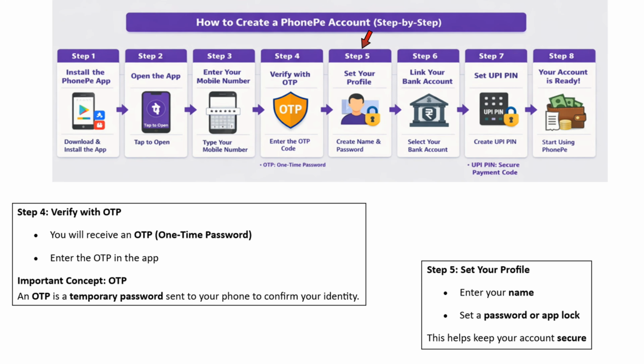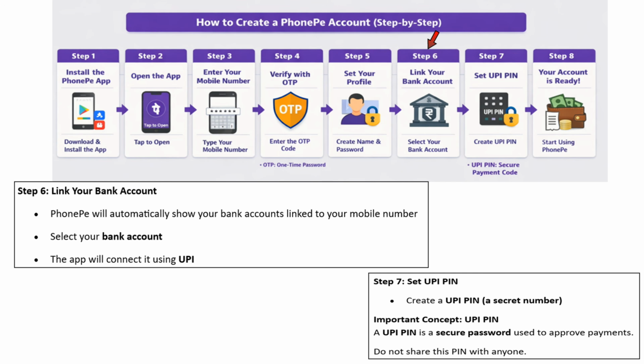Step 5. Set your profile. Enter your name and set a password or app lock. This helps to keep your account secure. Step 6. Link your bank account. PhonePe will automatically show your bank accounts which are linked to your mobile number. Select your bank account. The app will connect to the bank account using UPI.